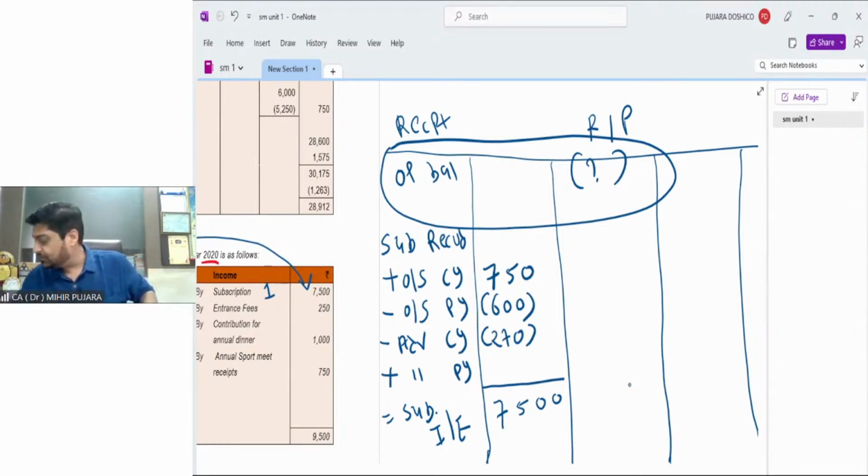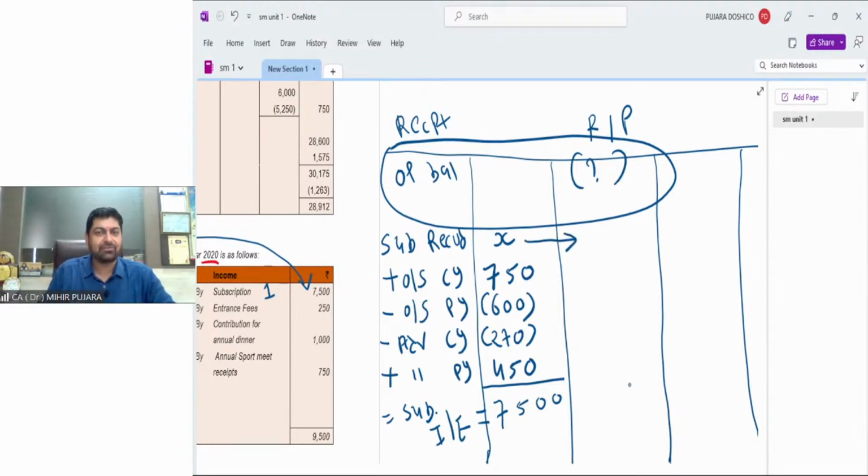And what is the advance of the previous year? Advance of last year, 450. So guys, you can say this is X. This is X, we need to find out. X plus 750 minus 600 minus 270 plus 450 equals 7500. Can you find out the final amount of X, guys?